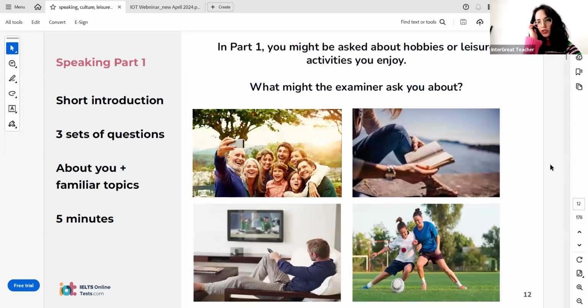So, let me show you these pictures. According to these pictures, what kind of questions do you think the examiner might ask with regards to hobbies and leisure time activities? And these could be the answers to those, right? Not necessarily the questions. So what kind of questions do you think they would ask in part one? Write down a couple of them in the chat box and we'll take them out.